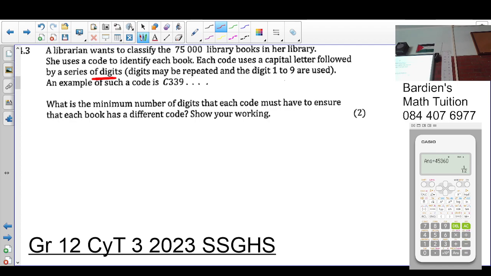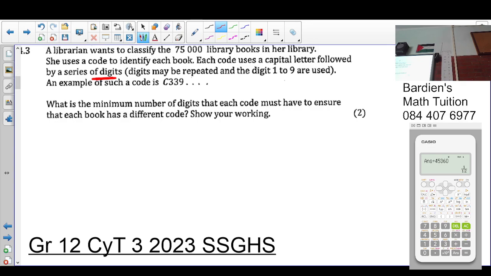And you can have as many other codes as you like. What is the minimum number of digits that each code must have to ensure that each book has a different code? So we can't just say 3 digits or 2 digits, we must show calculation.